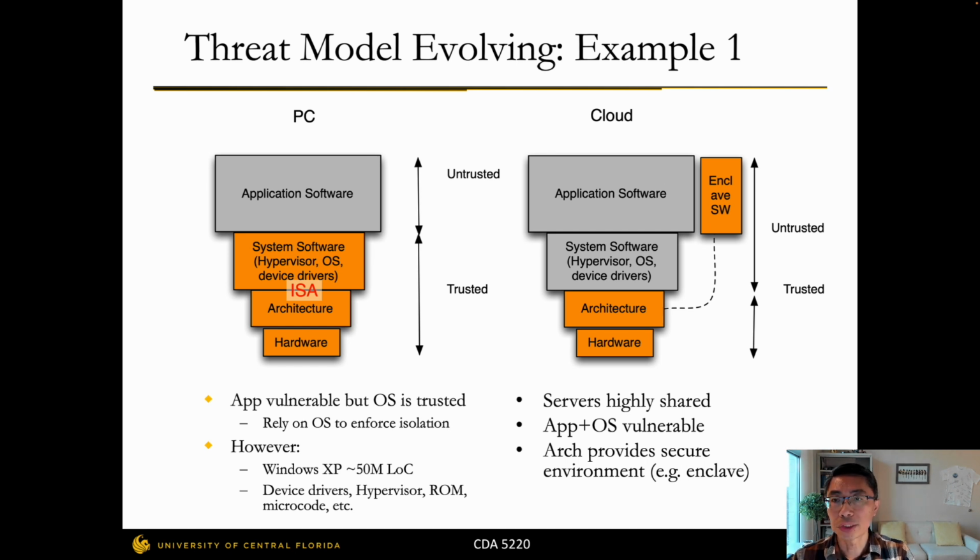Now, this trust is misplaced because even back then, the operating system could be compromised. However, as operating systems became more and more complex and bigger, for example, Windows XP has 50 million lines of code, plus a bunch of device drivers contributed by other parties, it was clear that it was a matter of time before people started questioning the trust model.